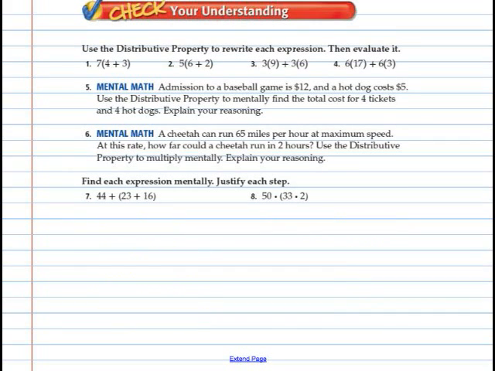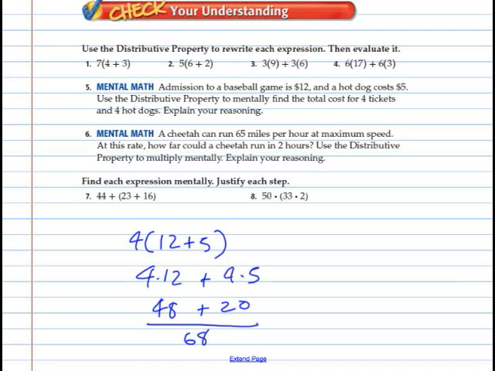Example number 5 says, admission to a baseball game is $12 and a hot dog costs $5. Use the distributive property to mentally find the total cost for 4 tickets and 4 hot dogs. Explain your reasoning. Well, we're going to take 4 times 12 plus 5, which you're going to rewrite as 4 times 12 plus 4 times 5. 4 times 12 is 48. 4 times 5 is 20. Our cost is $68.